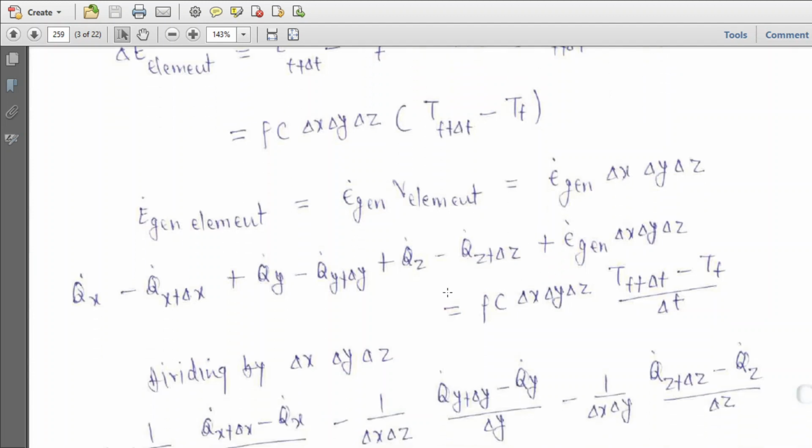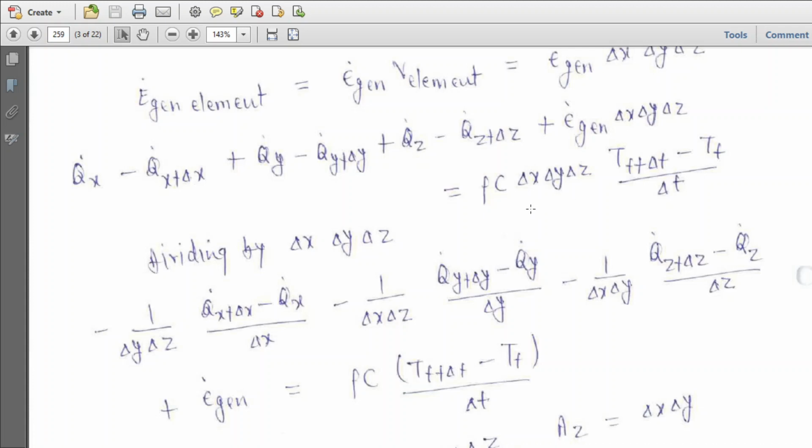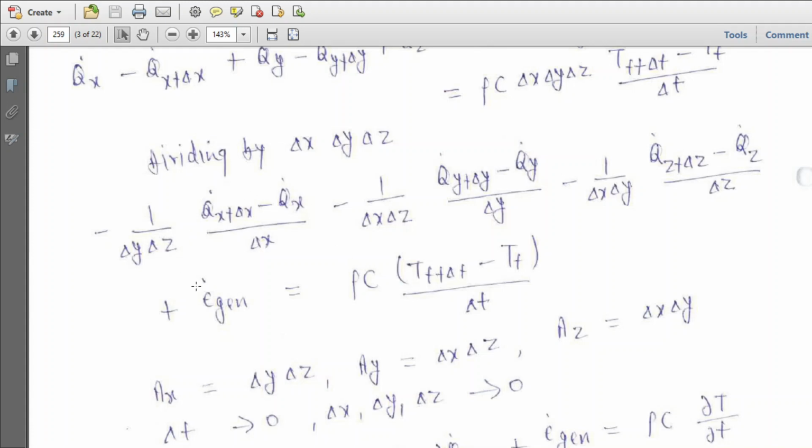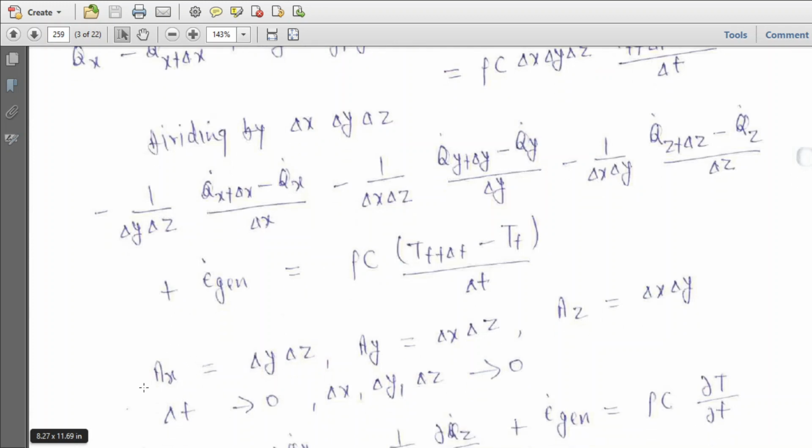Substituting all of them into these equations, arranging them and dividing by delta x, delta y, delta z, we get these equations. Now we put A x as the area in the x direction, delta y delta z. The y direction area is delta x delta z. The z direction area is delta x delta y. And now we put the limit delta t tends to 0, delta x tends to 0, delta y tends to 0, delta z tends to 0.